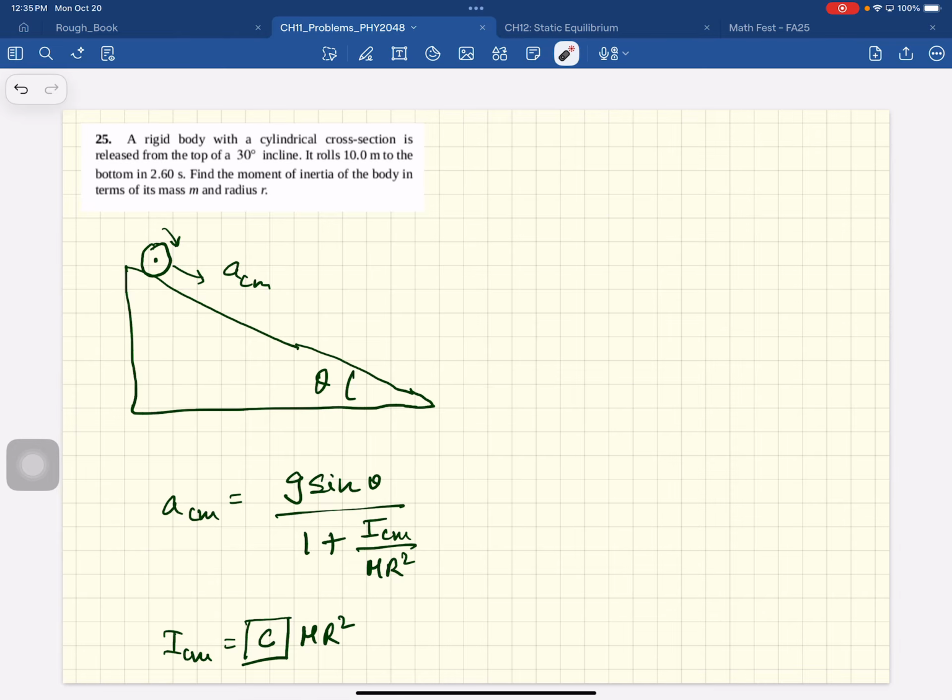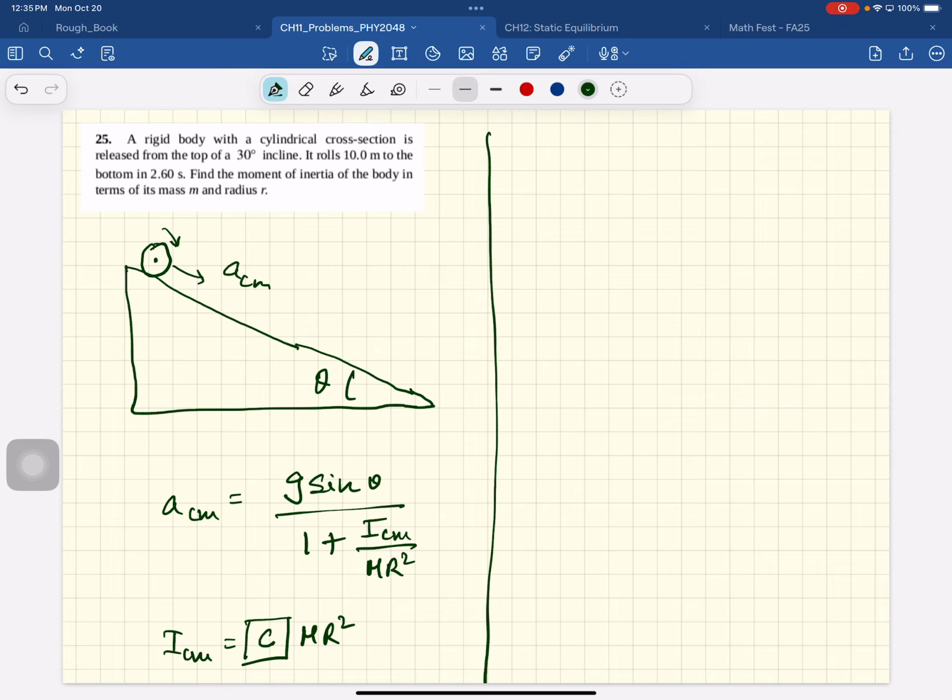Okay. So if this were a uniform disk, a rigid body with a cross-sectional area, it rolls. Okay, so we'll find this constant. Okay, so there's the center of mass acceleration.